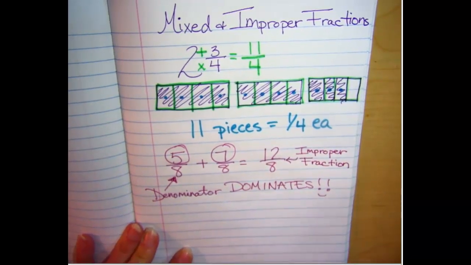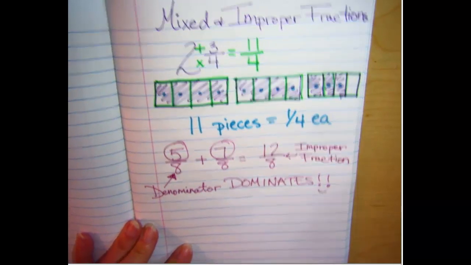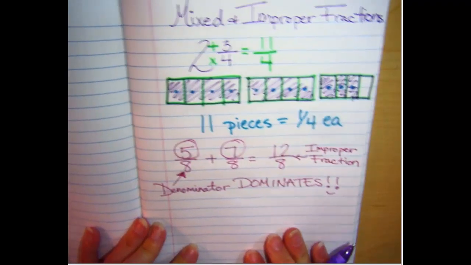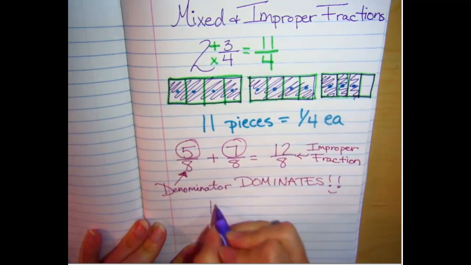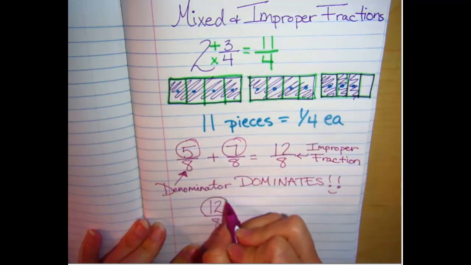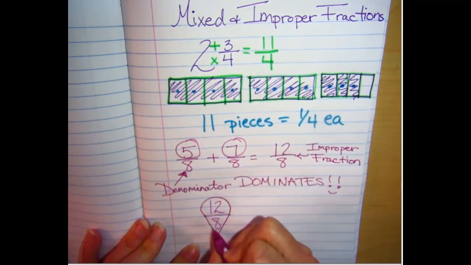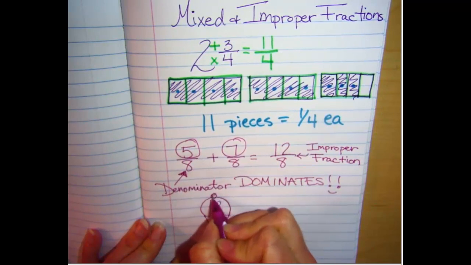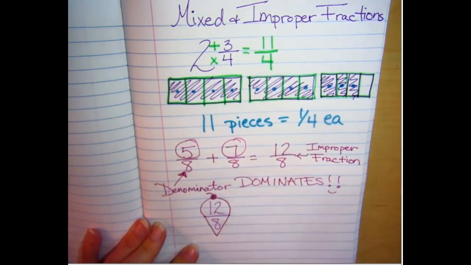So the way that I teach kids to do this, and it's super easy once you get the hang of it: if I have 12/8, I'm going to turn it into an ice cream cone. Here's my ice cream cone. Everybody loves ice cream, right?